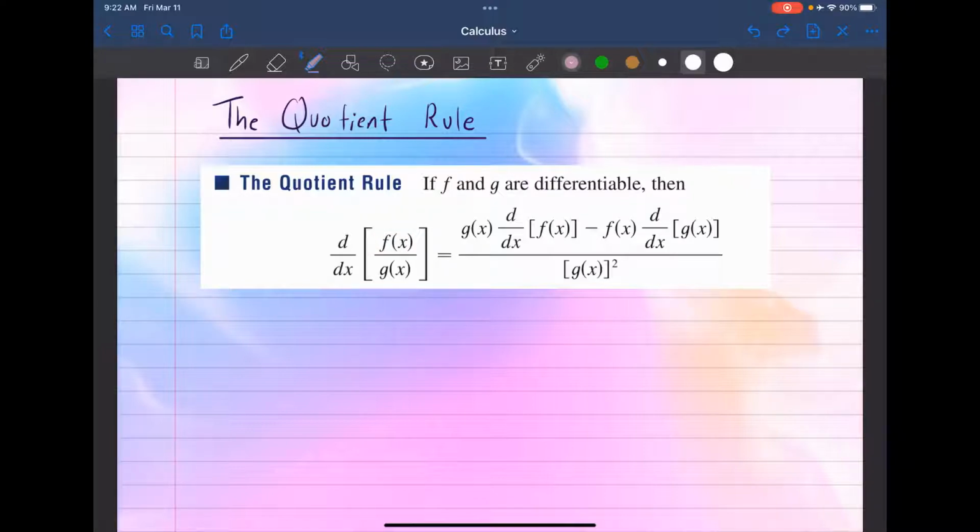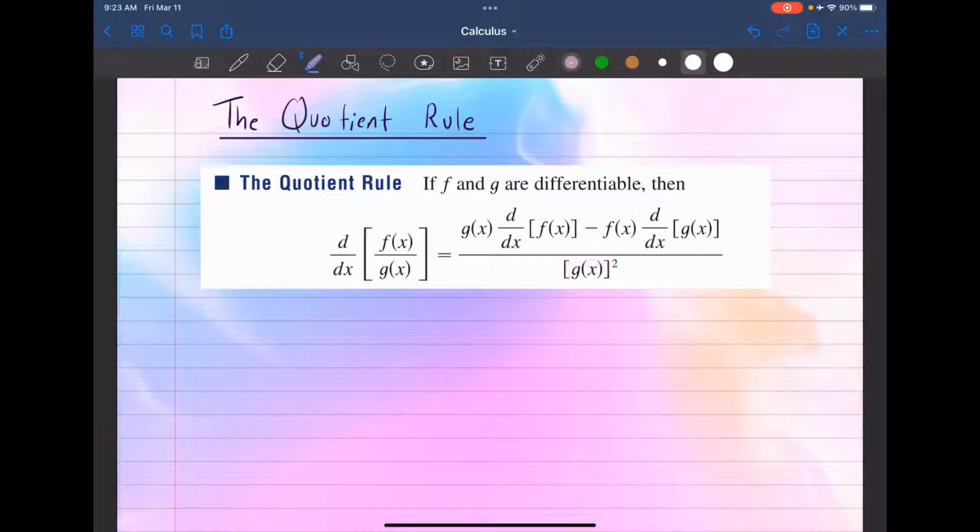So you keep the function g, which is the bottom function, and you differentiate f of x, which is the top function. And then for the second part of this formula, you subtract, you keep the top, and you differentiate the bottom function, all over the bottom function squared.